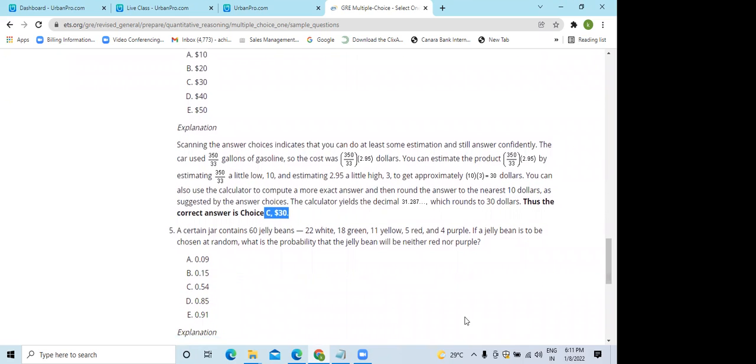Try this one. A certain jar contains 60 jelly beans, 28 white, 4 purple. Okay. So I think this is permutation combination. Right. Probability.